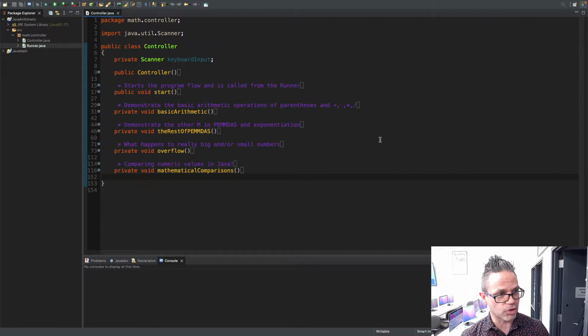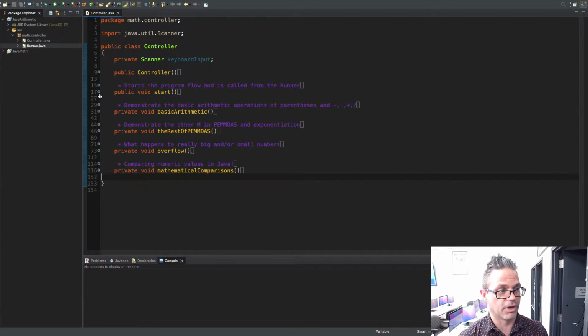And so I have my controller class. I have a private scanner keyboard input that I'm using so I can pause the output as we work through this and step through different parts of the code. We have our constructor, we have a start method, and we have the four methods we're actually using to test information. Basic arithmetic, the rest of PEMMDAS, overflow, and mathematical comparisons.